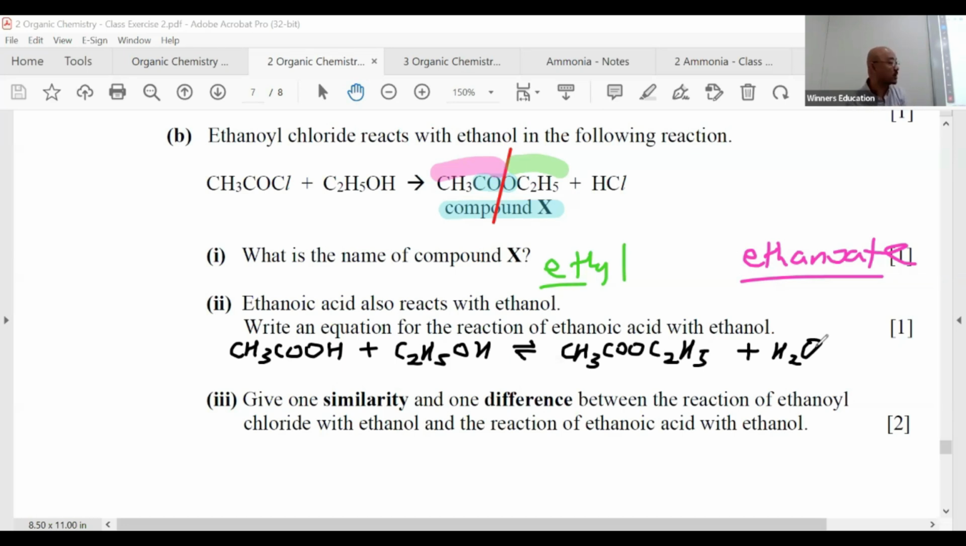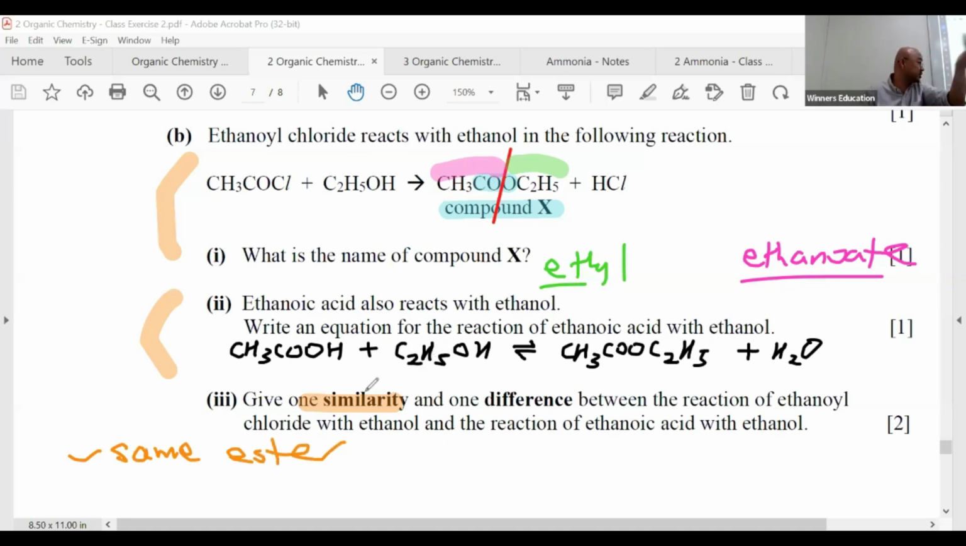And it's exactly what they're going to ask us soon. Alright? So give one similarity and one difference, right? One similarity between the 2 reactions, right? Which reaction? This reaction and this reaction. So what is the similarity? Obviously, I think it formed the same ester. You can say also a small molecule is given off. Nothing wrong to say that. But if not, it's the same ester. The ester you get is the same.